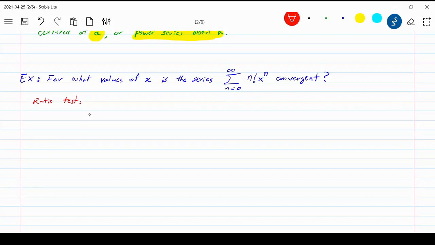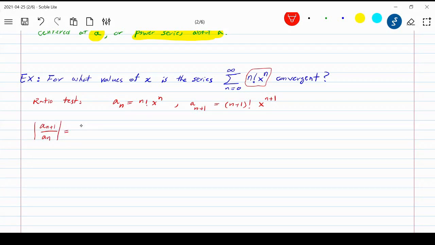generally speaking. So what are the terms of the series? The n-th term of the series is basically n factorial times x to the power n. So an is n factorial x to the power n. What would be a(n plus 1)? It would be (n plus 1) factorial times x to the power n plus 1. So if we knew that the series is convergent, then we looked at the ratio of a(n plus 1) divided by an.